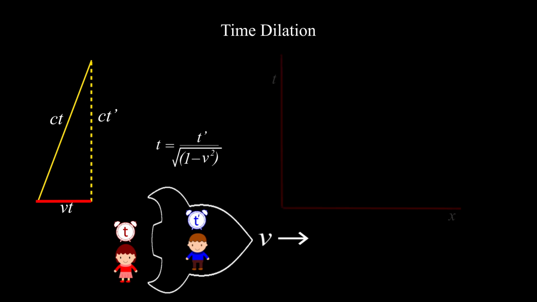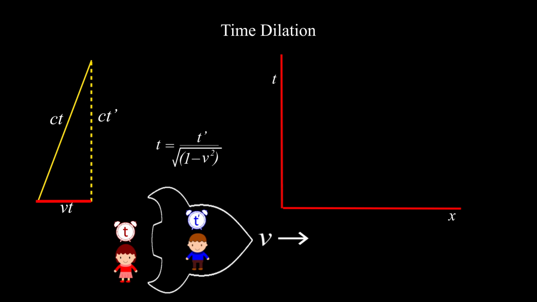This is what it looks like on a space-time diagram. The red lines are the girl's time and space axes. Her time axis is the line x equals 0, and her space axis is the line t equals 0. The girl's space axis represents a line of simultaneity for her, and her time axis represents her position through time.